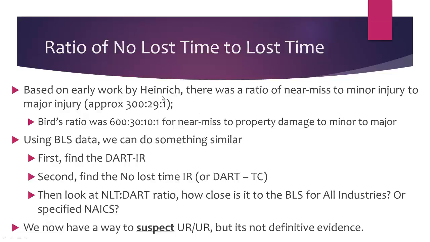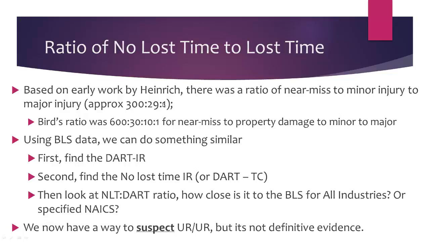But remember when we talked about Heinrich? He had his pyramid, and it's not right. We know that it's not law, but it was 300 to 29 to 1. That was near miss to minor to major. Well, if we were to try to convert that into the OSHA log, the 29, the minor, could be first aid. So that's the other recordable, our column J. The 1 is a major. And a major could be just days away. It's definitely fatality, but it could be days away.